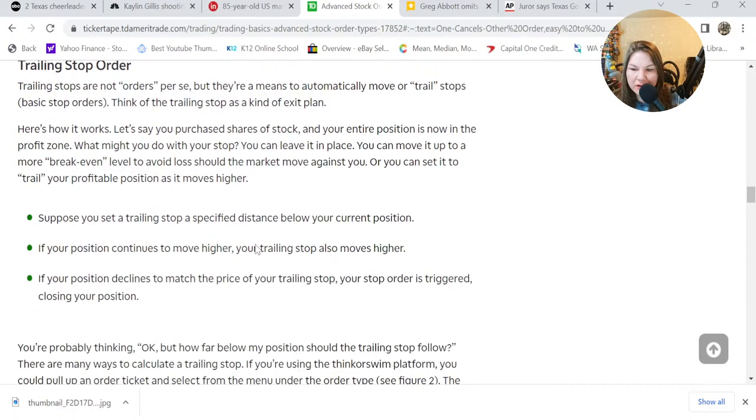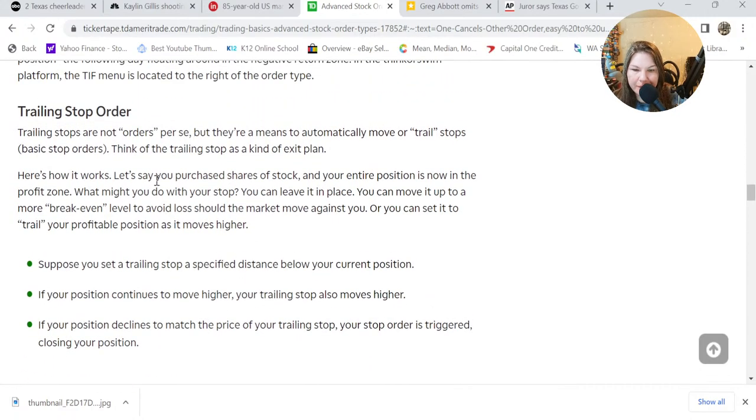Okay. So, a trailing stop as an exit plan. Here's how it works. Let's say you purchase shares of a stock and your entire position is now in the profit zone. What might you do with your stop? You could leave it in place. You could move it up to a more break-even level to avoid loss should the market move against you. Or you could set it to trail your profitable position as it moves up higher.